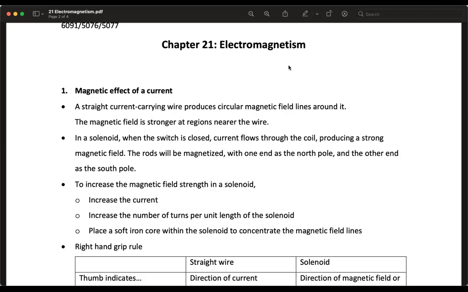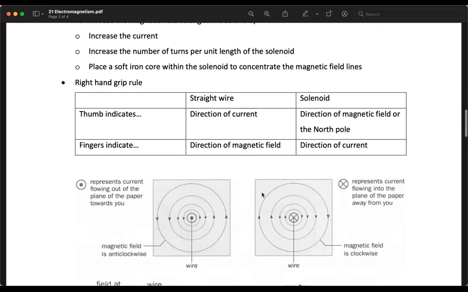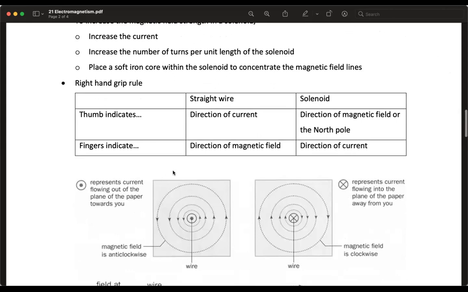Okay, so that is the first point. A straight current carrying wire. Okay, I can see over here. For a straight current carrying wire, the thumb indicates the direction of the current, and your fingers indicate the direction of the magnetic field. So you must write down the right thumb and the right fingers. Can you see over here? When it's nearer to the wire, it's closer. When it's further, it is wider apart. Okay, so these two things, are you clear about this?